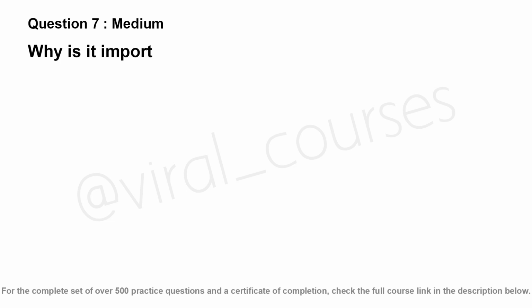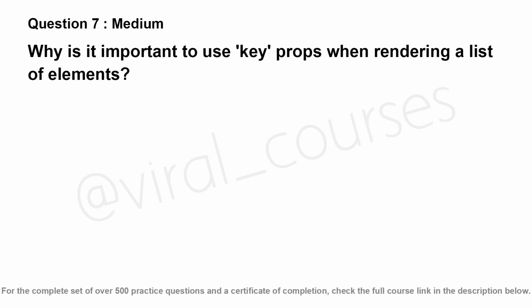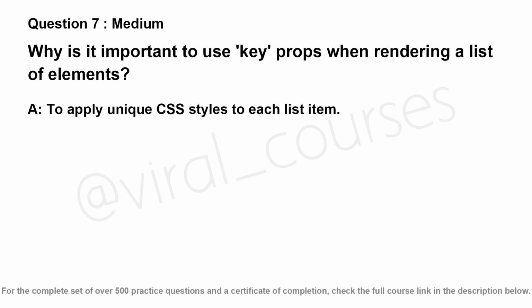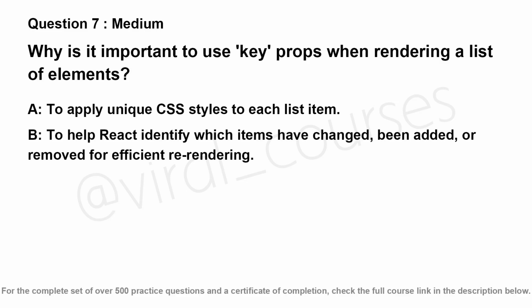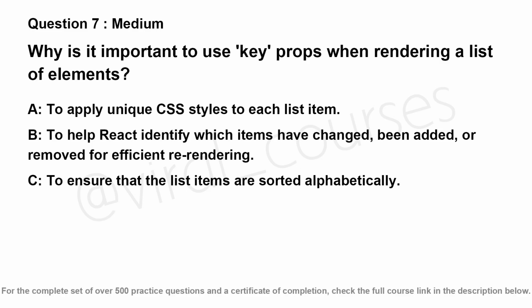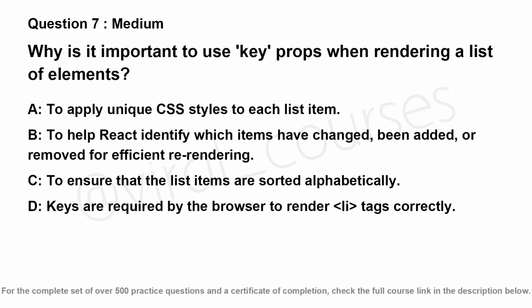Why is it important to use key props when rendering a list of elements? Option A. To apply unique CSS styles to each list item. Option B. To help React identify which items have changed, been added, or removed for efficient re-rendering. Option C. To ensure that the list items are sorted alphabetically. Option D. Keys are required by the browser to render <li> tags correctly.